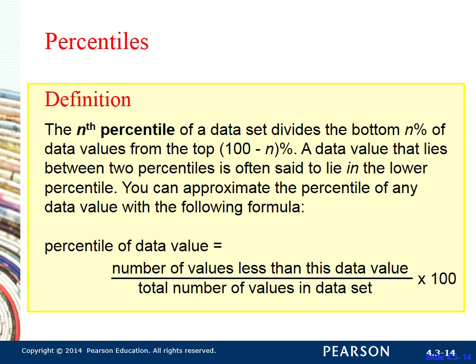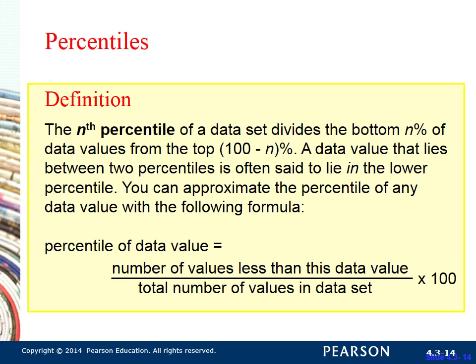The data set divides the bottom n percent from the top n percent. So a data value that lies between two percentiles is often said to lie in the lower percentile. You can find the value of a percentile by using the following formula. You'll take the number of data values, and here's the key thing, less than the data value of interest, and divide it by the total number of values in the data set. That'll give you a decimal, and then you multiply it by 100 to convert it to a percent.